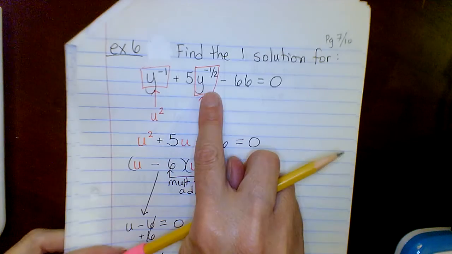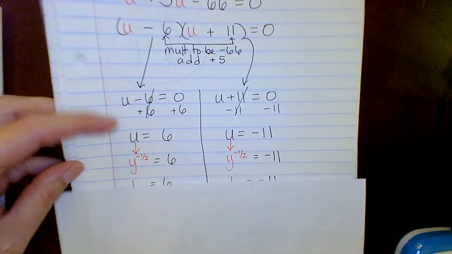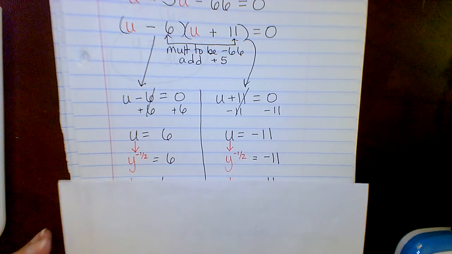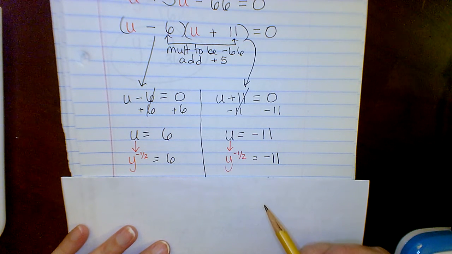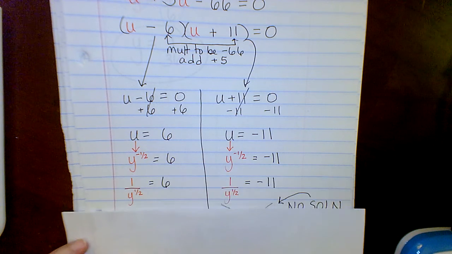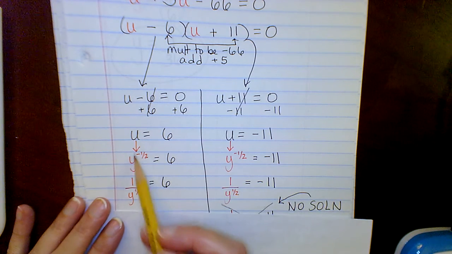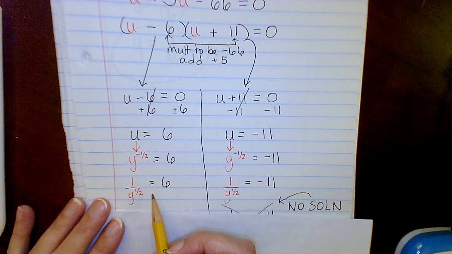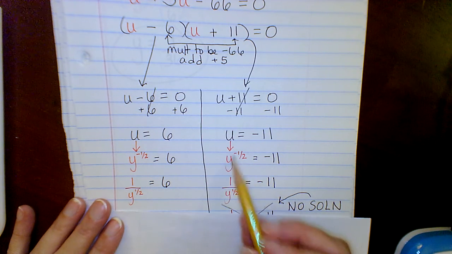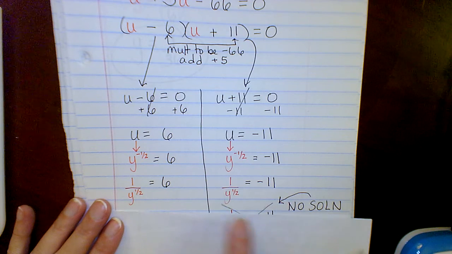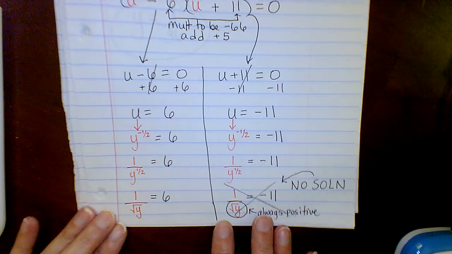U was y to the negative 1/2. So there's that y to the negative 1/2 equals 6, y to the negative 1/2 equals negative 11. This negative 1/2, so let's do it like I did this last one. Let's rewrite it as 1 over that thing to the positive power. Negative 1/2, 1 over that thing to the positive power. Remember what 1/2 power means. It means the square root, right?